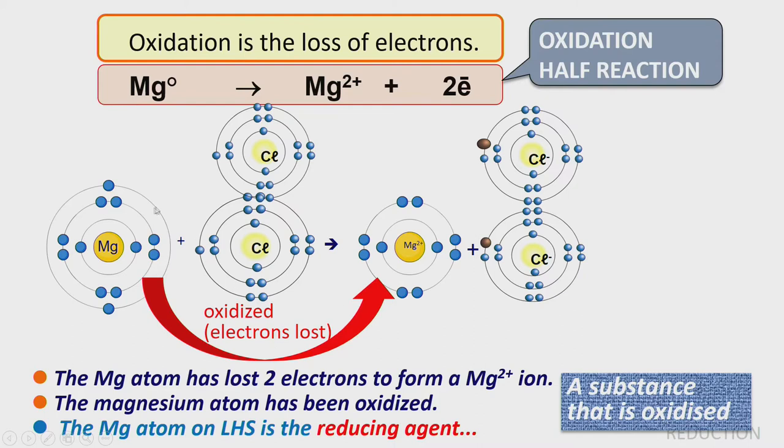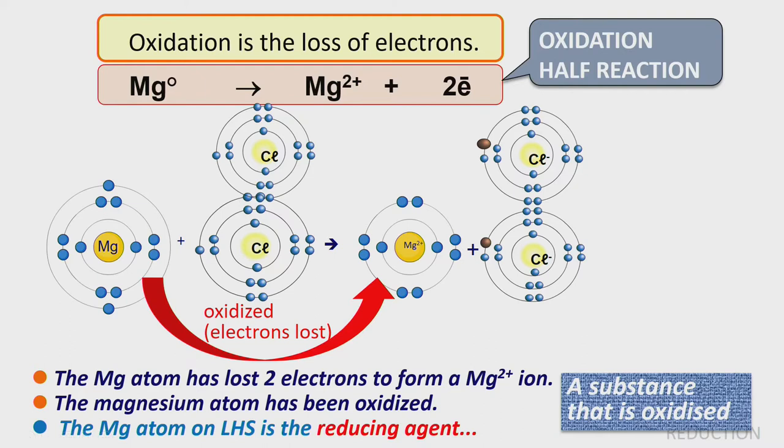Now, let us see what we have so far, just to summarize this. Oxidation is the loss of electrons, that we know already. Magnesium loses electrons, therefore it's called oxidation. Number two, we write this as one half of the story. Why? Because this one is the loser. We must still describe the one that accepts the electrons, the one that wins the electrons.